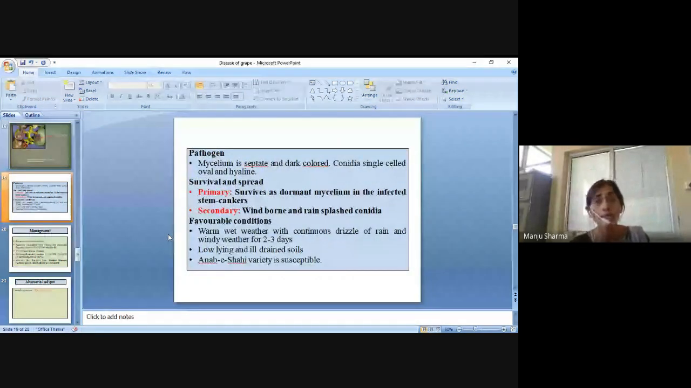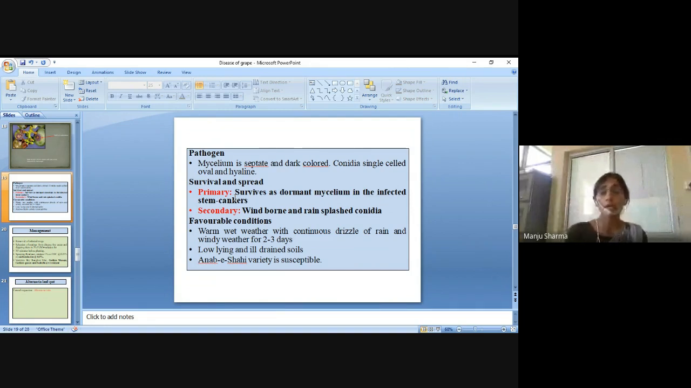Pathogen mycelium is septate and dark colored. Conidia are single celled, oval, and hyaline. Survival and spread: the primary inoculum survives as dormant mycelium in infected stem cankers. The secondary is wind-borne and rain-splashed conidia. Basically, the spores can be dispersed through the wind and through the water.